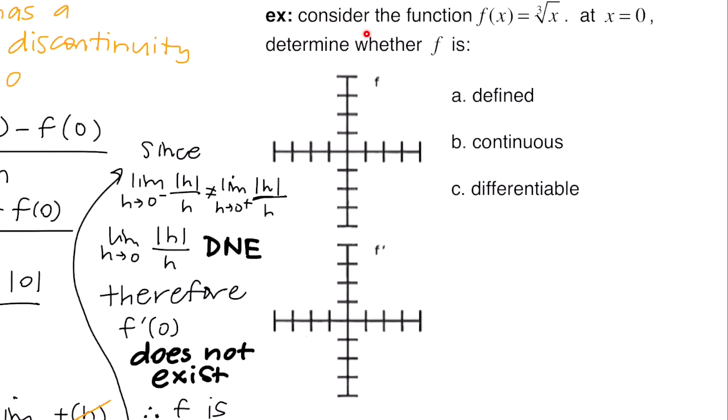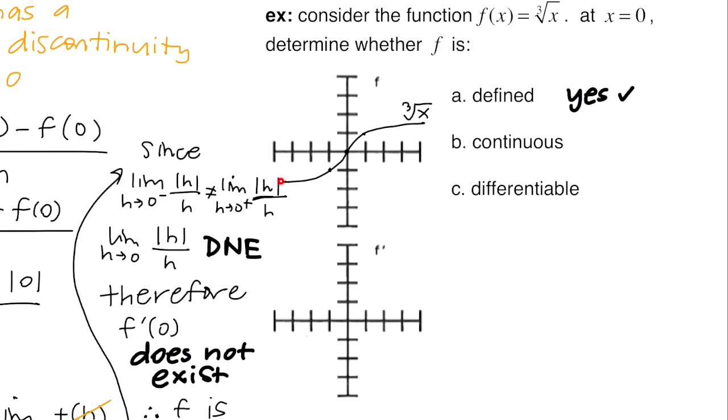This example says, consider the function, the cube root of x, at x equals 0. Determine whether f is defined, continuous, and differentiable there. So you guys graphed the cube root of x maybe back in Math 3 or Algebra 2, and we know that this function is defined at 0. And again, we can plug 0 in. The cube root of 0 is 0. So yes, this is defined at 0.